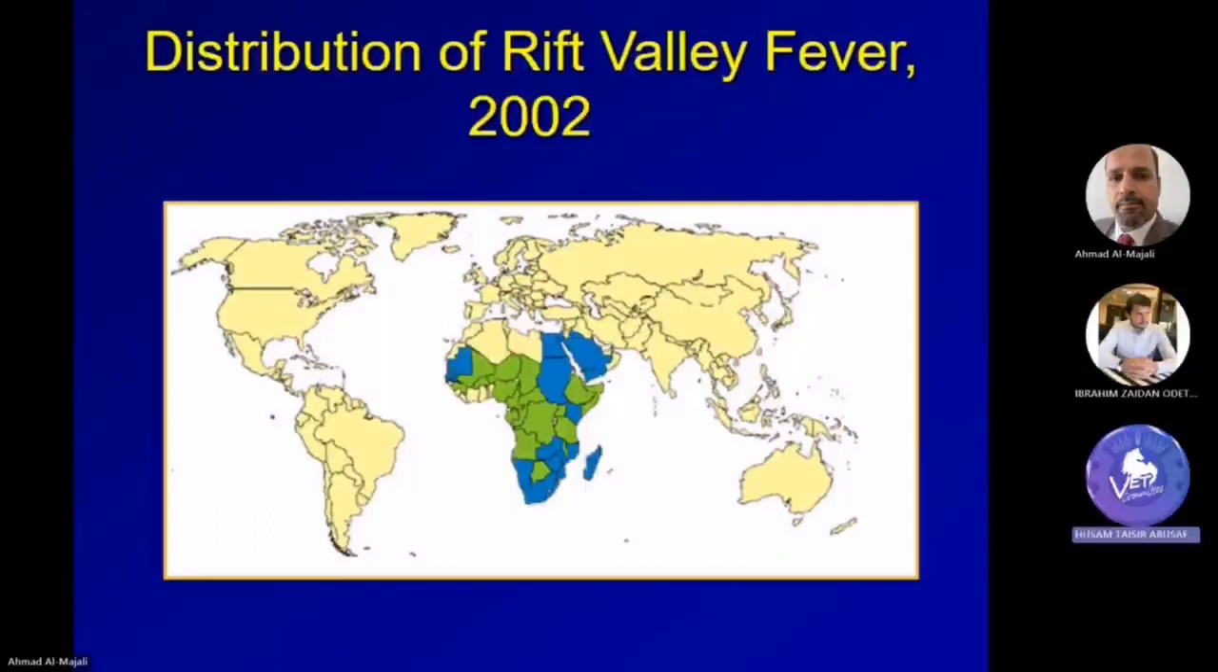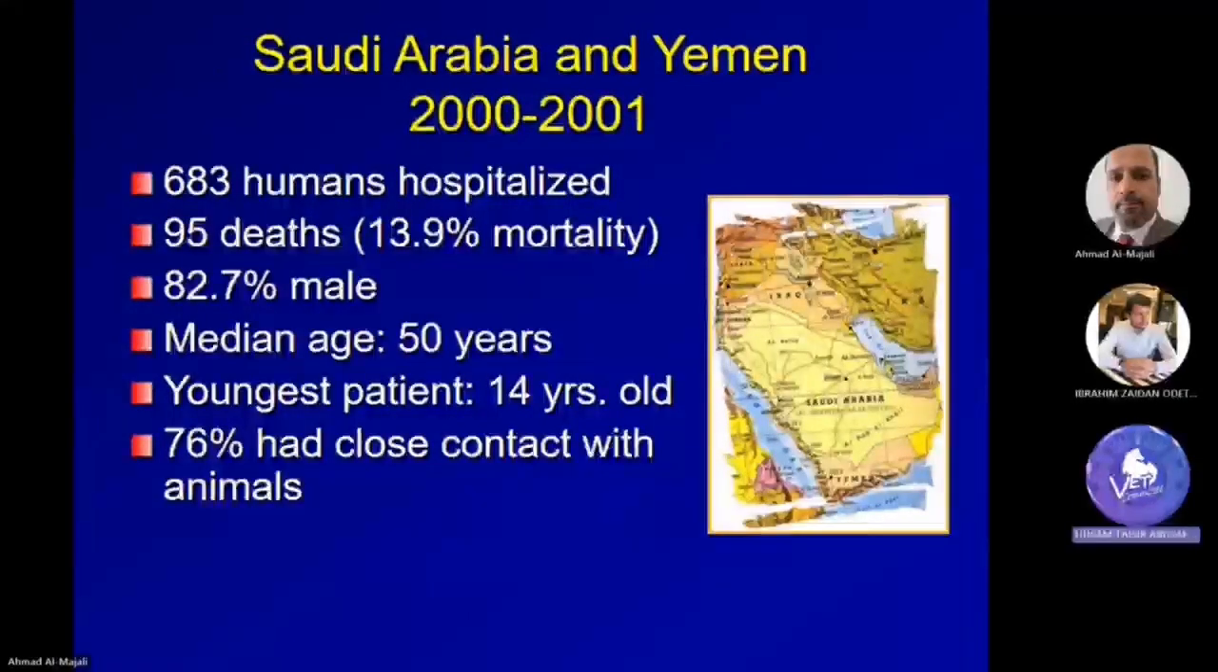As we see, the disease is mainly in Africa, Central Africa as well as Eastern Africa. This is the area where the disease works its magic. The only outbreaks outside Africa were reported in Yemen, Saudi Arabia and Egypt, and you know that we have the longest borders with Saudi Arabia.